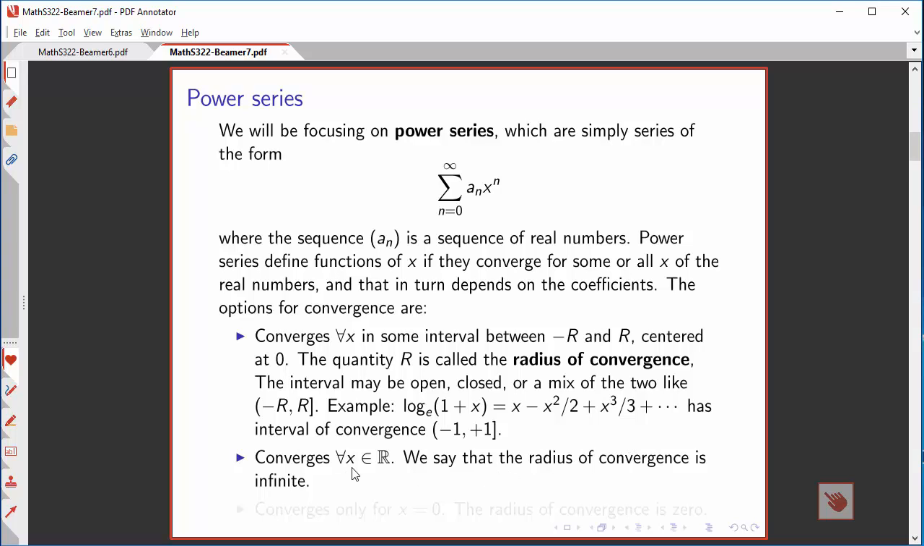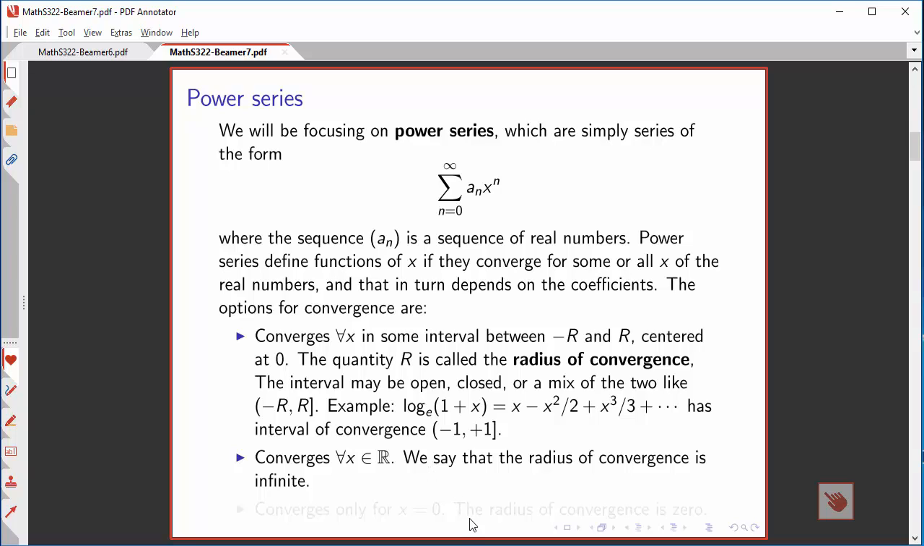Second possibility. This series converges for all real values of x. That will frequently be the case if there's a factorial in the denominator of the coefficient. And this case, which looks at first outlandish, is actually very common. In particular, the power series for the exponential function, the sine function, and the cosine function all have an infinite radius of convergence.